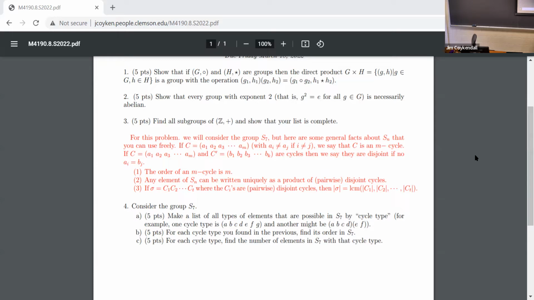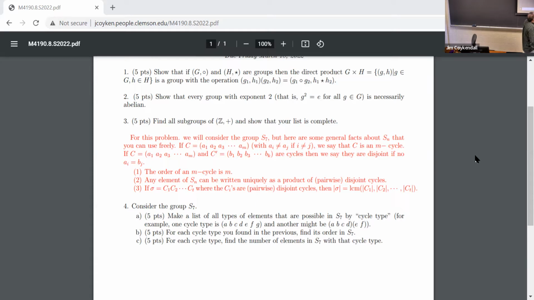Any element in Sn can be written uniquely as a product of disjoint cycles, and that actually follows from what we talked about last time. And finally, this is interesting: if you write an element of Sn as disjoint cycles, what's the order of this element? Look at all these disjoint cycles, see what their lengths are, and take the least common multiple of those orders. So if you have a 5-cycle times a 3-cycle times a 2-cycle, and they're all disjoint, then the order of that element is the least common multiple of 5, 3, and 2, which in this case is 30.